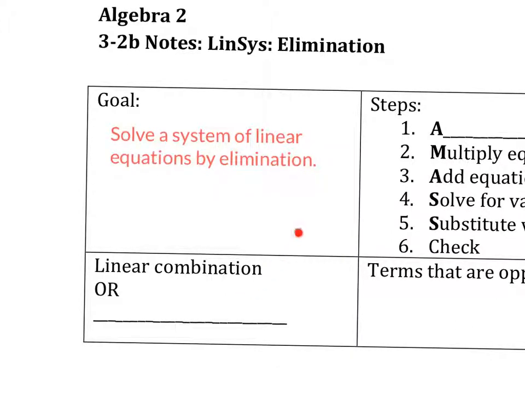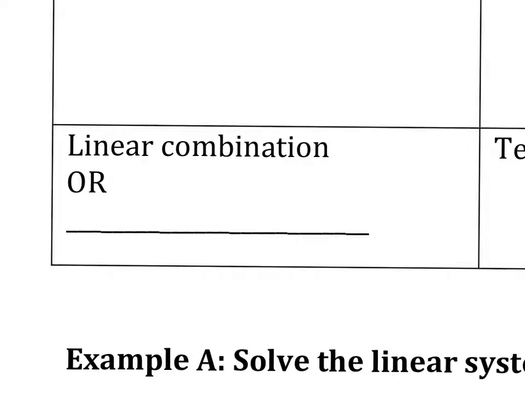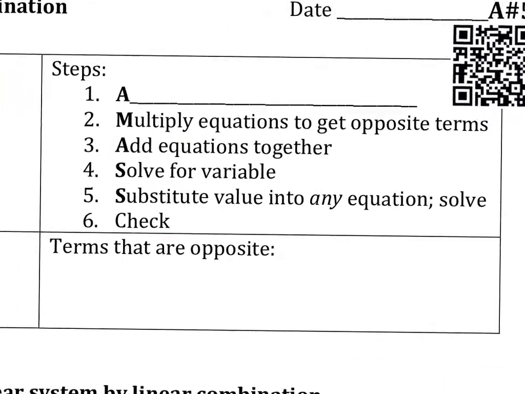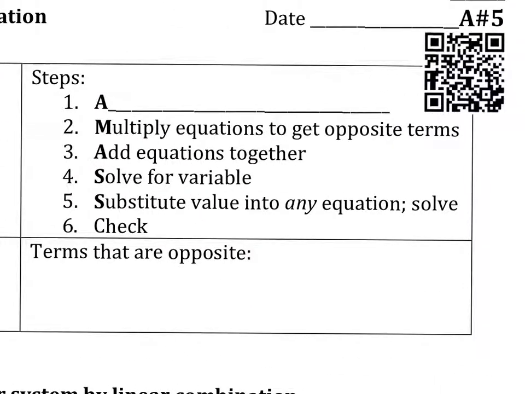Today we're going to look at solving a system of linear equations using elimination. Another word for that is linear combination. Some books will say linear combination and some books will say elimination. I will use them interchangeably in this lesson. You may recognize that some of these steps are the same as substitution. In substitution, we solve for a variable, substitute it back into any of the equations, and we also do a check. So the new ones here are going to be steps 1, 2, and 3.